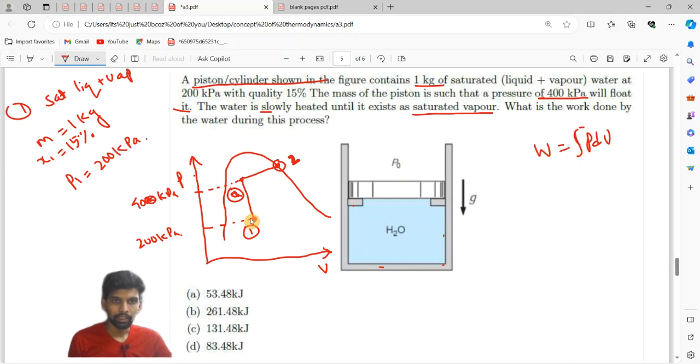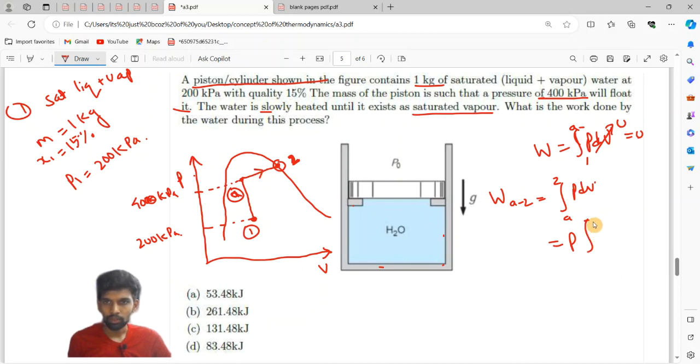From state 1 to A, it will be 0. Why? Because dV is 0, because volume is not changing. And for A to 2, we will get the integral of PdV. Pressure will not change, and our movement is like this. So dV is nothing but delta V, that is V2 minus V1, or in this case V2 minus VA. So this is the work done that we need to calculate.